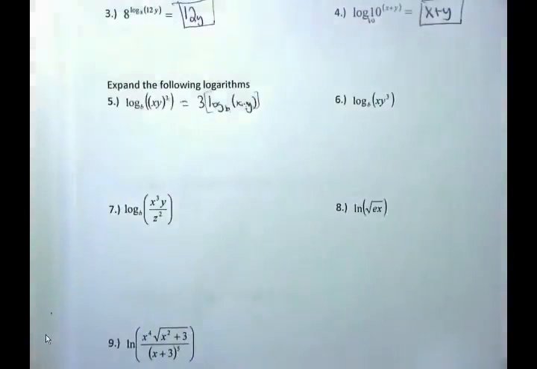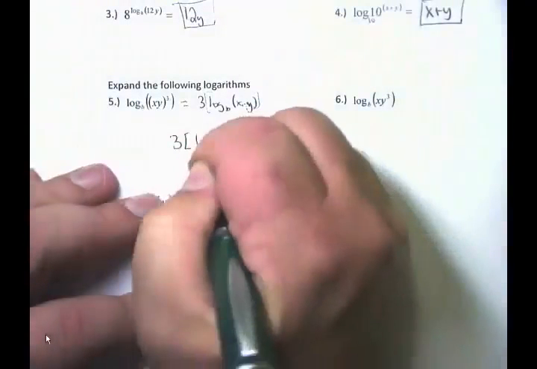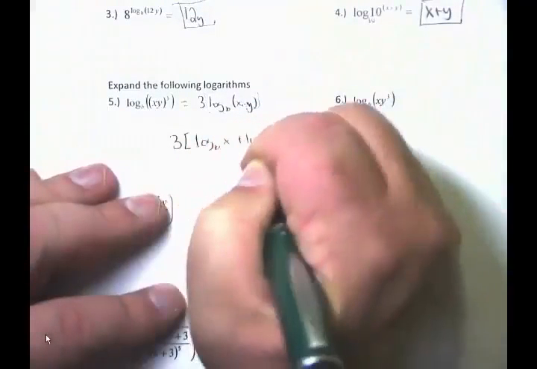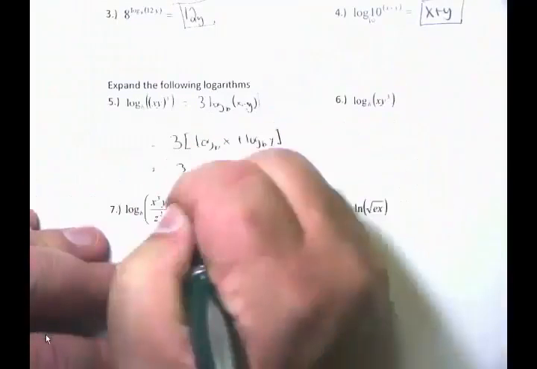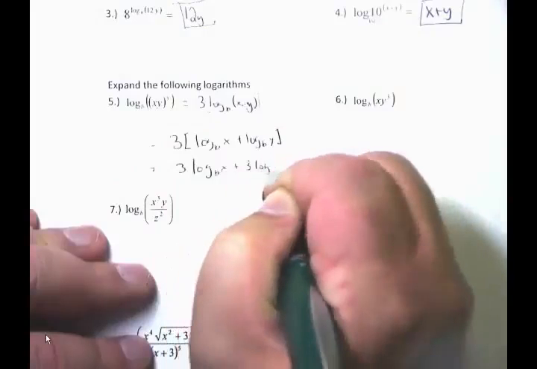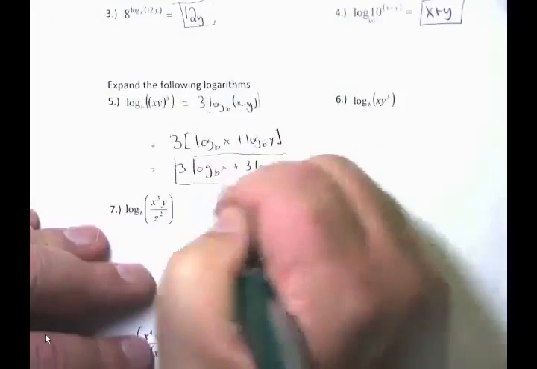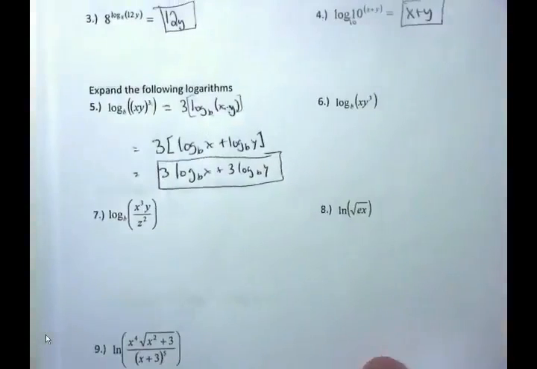This is multiplication. Log base b of x times y. What does multiplication turn into? That would be 3 times the log base b of x plus the log base b of y. And if you want to clean this guy up, I would distribute the 3. That becomes 3 log base b of x plus 3 log base b of y. And there's my solution for that guy. Clean him up. Does that make sense?